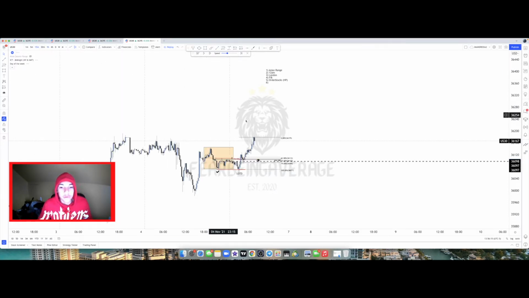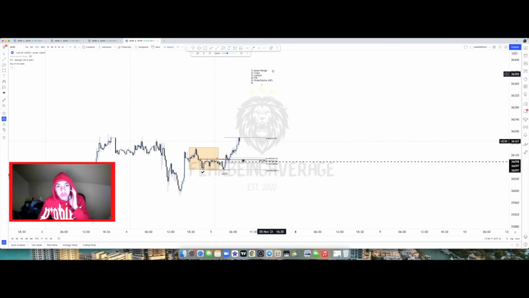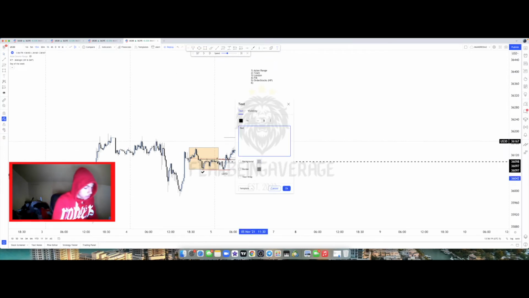Right here. So now we've mapped out an area with multiple confirmations. We have our 1 hour order block. We also have our fib long. We also have our 50% of the Asian range.